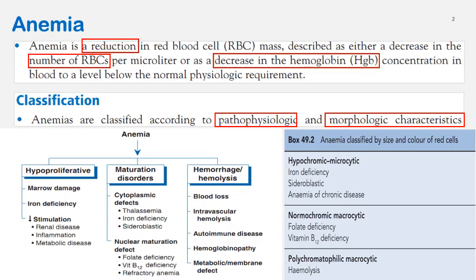according to the size and color of RBCs. Either called hypochromic microcytic; hypo means there is a deficiency, and chromic means red.